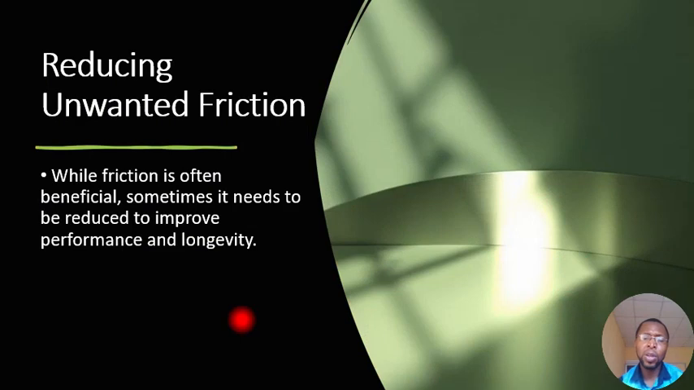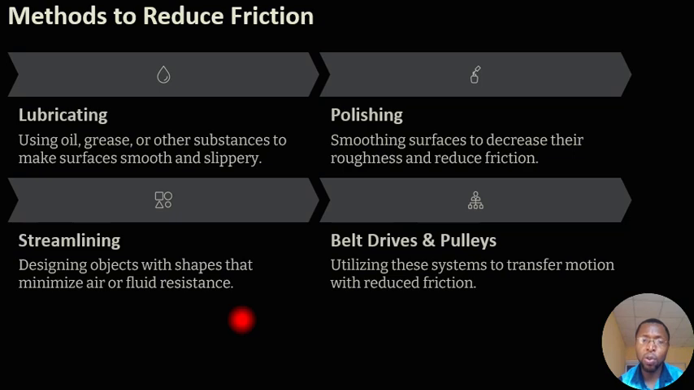Now that we know that friction has applications, we are going to talk about the disadvantage, so there is a need to reduce friction when it is a disadvantage. When it is an advantage, we don't have to reduce it, but when it is a disadvantage, we need to reduce friction. So how then do we reduce friction? Number one is by lubricating the two surfaces. When you talk about lubrication, you're talking about the application of oil or grease. So you apply oil at the two surfaces in contact so that the friction will be reduced.